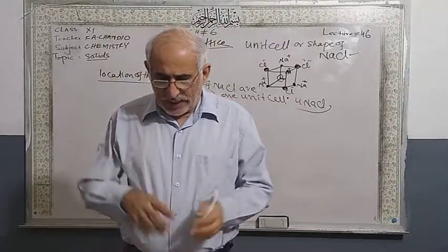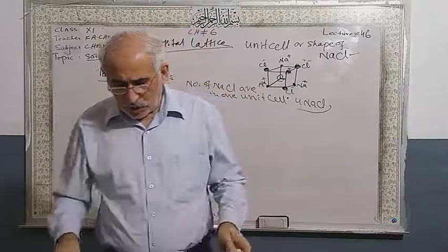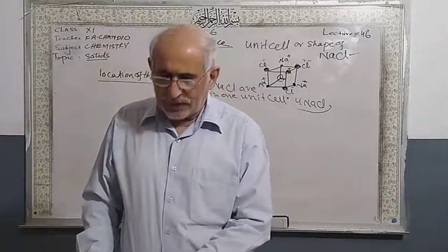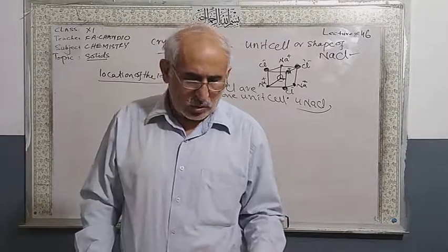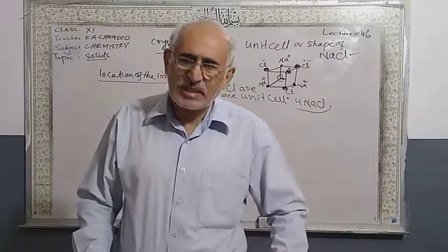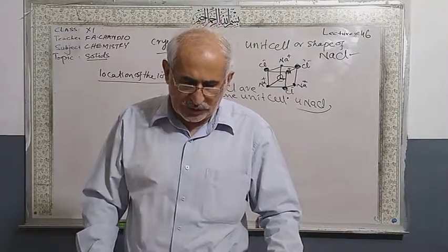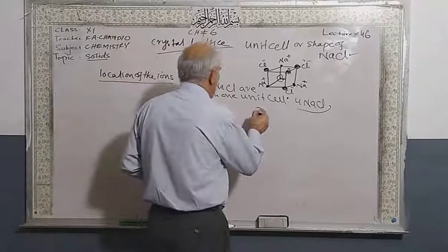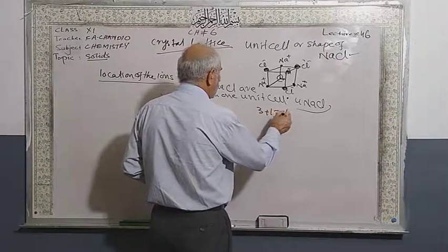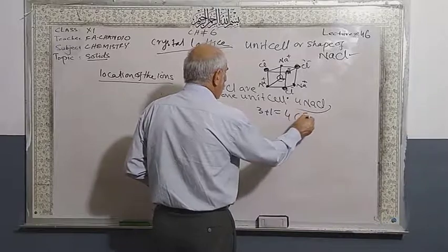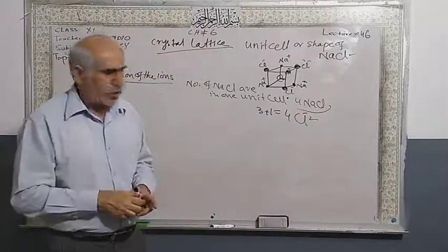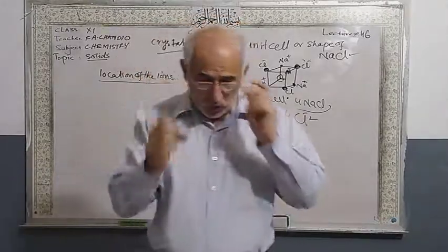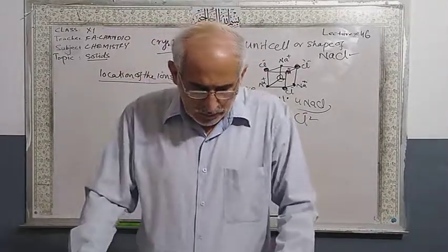Total number of chloride ions at the faces of a regular octahedron is 6. The number of unit cells sharing a face is 2. So the number of chloride ions is 6 over 2, which is equal to 3. 3 plus 1 is equal to 4. So there are 4 chloride ions present in one unit cell. You are seeing 4. So there are 4 in total.